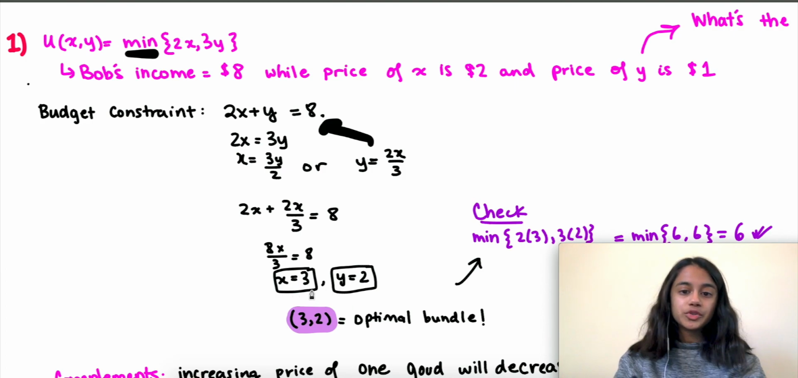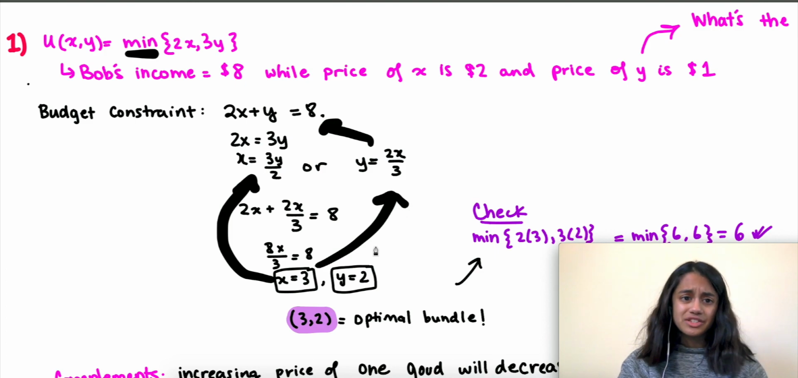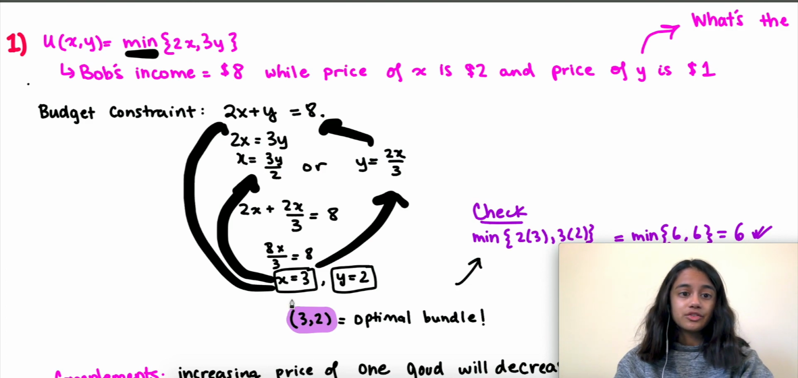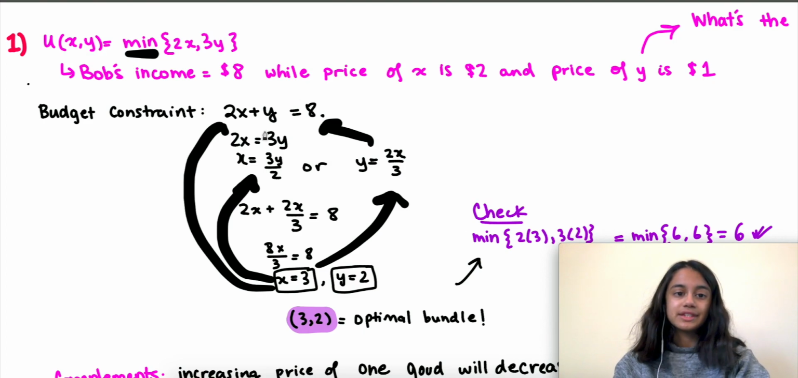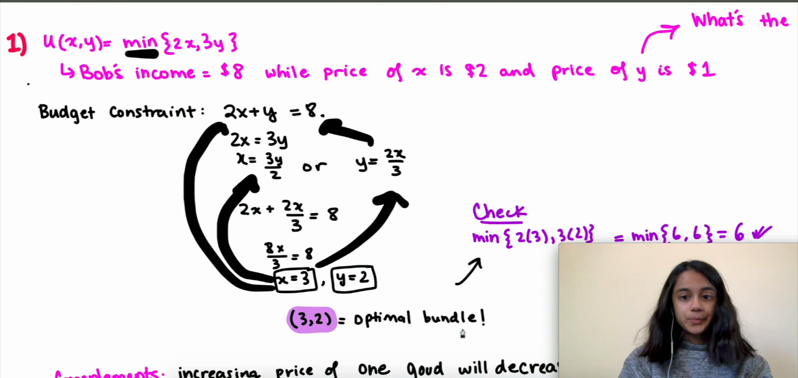Then you can plug that x back in here, or you can plug it back in over here. There are lots of different places where you can plug it back in. With x is 3, 3 times 2 is 6, minus 8 gives you 2. That's how you get your optimal bundle, 3 of X and 2 of Y.